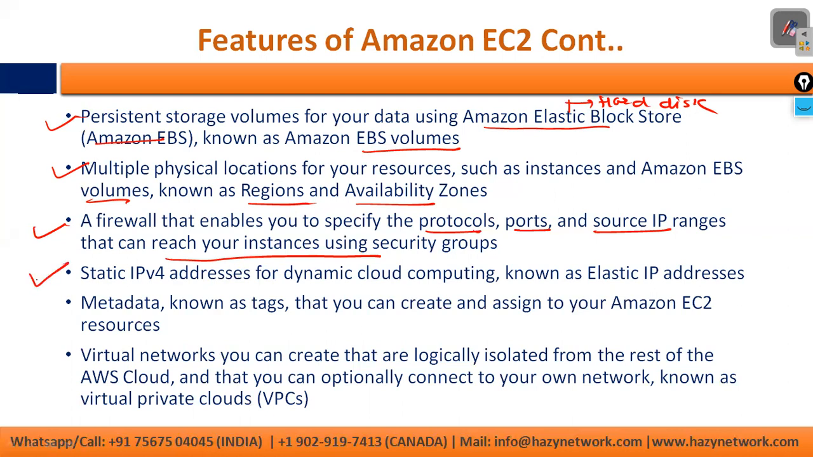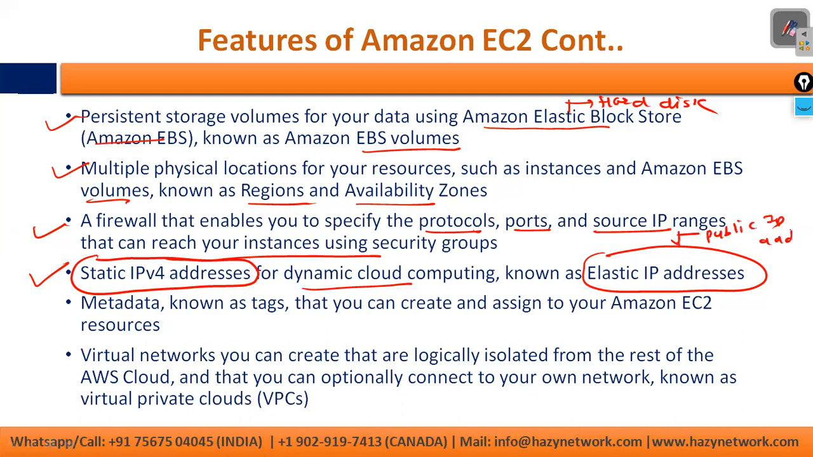Static IPv4 address for dynamic cloud computing is known as the elastic IP address. Elastic IP address means what? Here we use one word, static IPv4 address. Static IPv4 address for dynamic cloud computing, known as the elastic IP. And this elastic IP is nothing but the public IP address. Metadata, known as the tags, you can create and assign to your Amazon EC2 instance. Whatever name you want to assign to your EC2 instance, you can assign it.